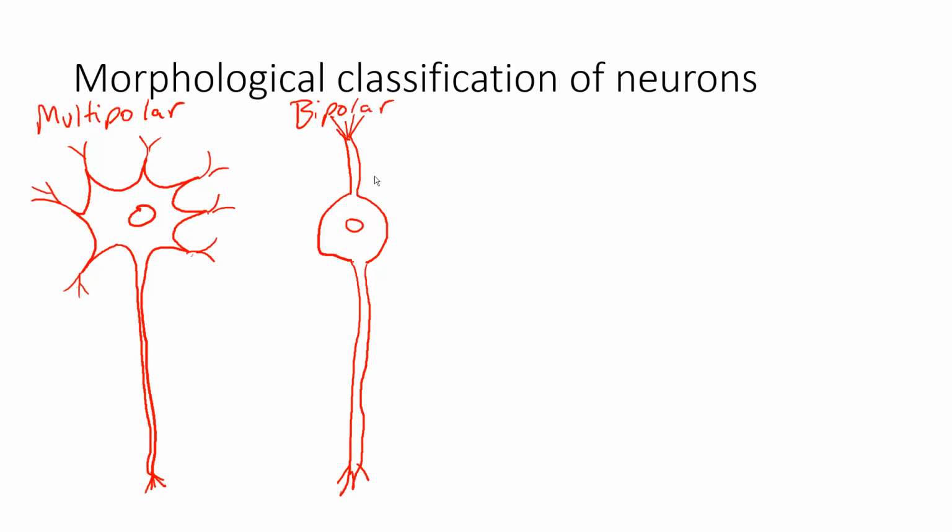These are really rare. Probably the best known example are the bipolar cells in the retina of your eye, and these are responsible for transmitting some of the visual information between the rods and the cones and the cells that actually make up your optic nerve.